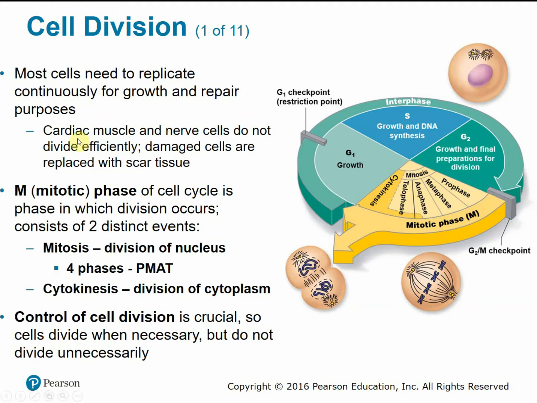There are some tissues, though, and some cells that cannot divide efficiently. So things like cardiac muscle and nerve tissue. So these cells, if they become damaged, generally would be replaced with scar tissue instead of undergoing mitosis and replacing the original cells. So think if someone has a heart attack, if that cardiac muscle dies, it's not going to grow back.